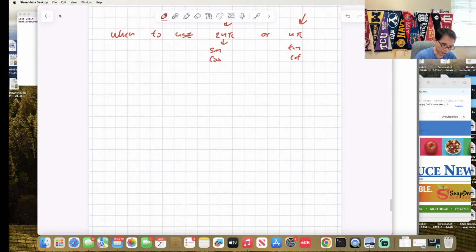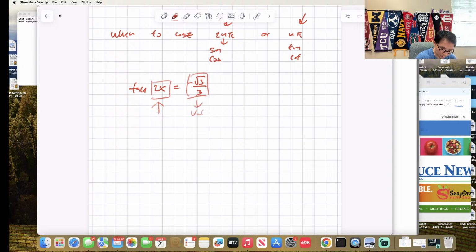So I'm going to show you a question. For example, on that worksheet, there was a question like this. Tangent of 2x equal to negative root 3 over 3. When they use 2n pi, here it is not a single x. It's 2x or 3x or 4x, and this is equal to a value. Why? Because sometimes you can have sine of 2x equal to cosine of x. That is not a multiple angle. So this is 2x. Usually, rule of thumb.